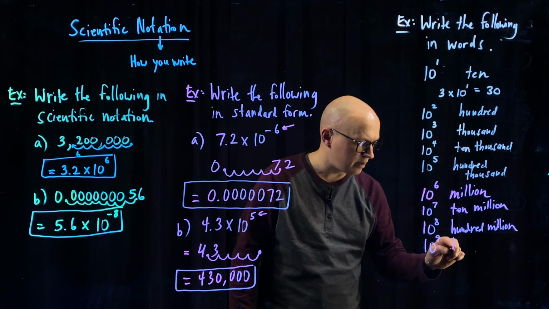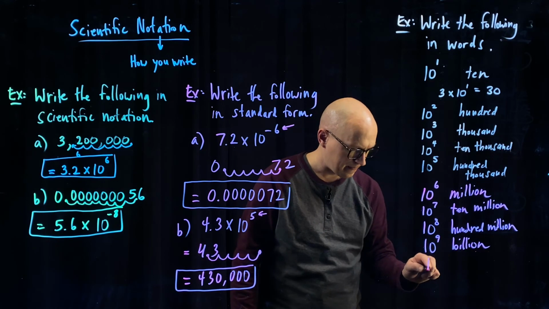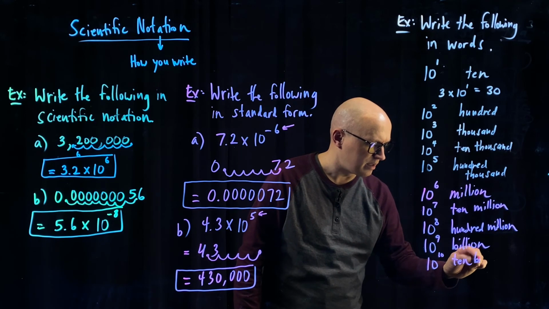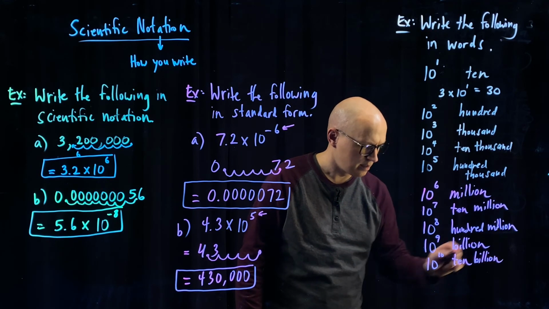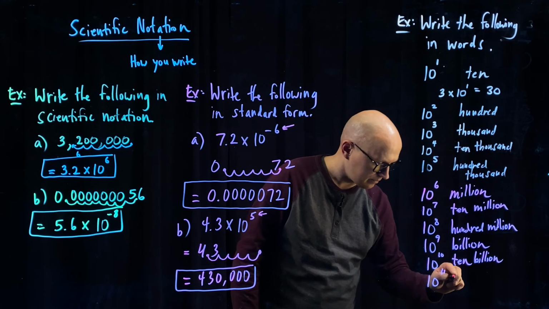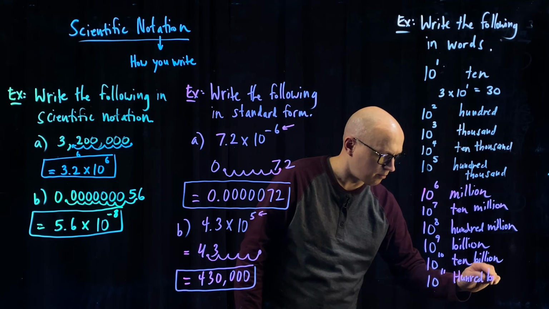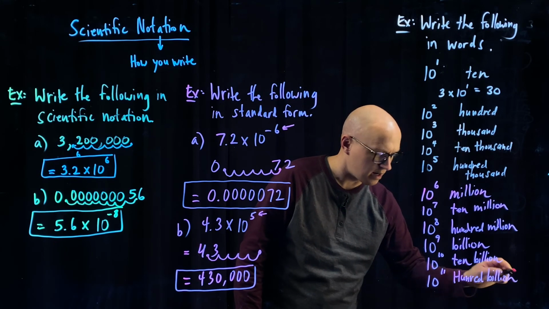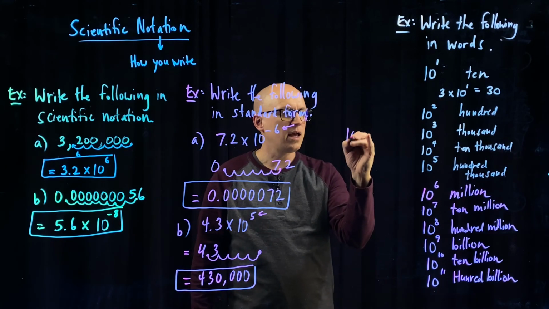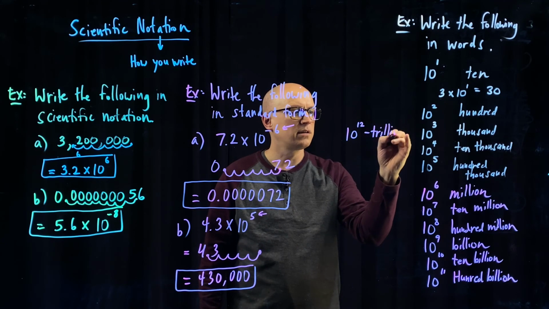It's another big one because now we're turning into billion. 10 to the 10th is going to be 10 billion. 10 to the 11th is going to be 100 billion. I'm running out of room here. I don't know how far down I can go on the camera. I'm going to do it over here. And 10 to the 12th is going to be trillion.